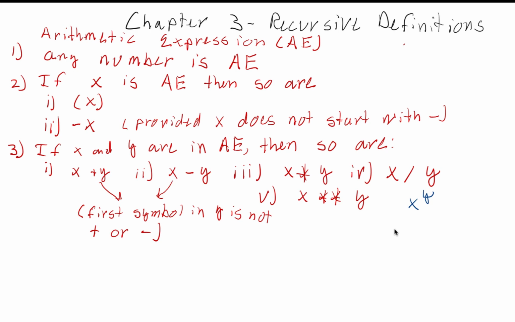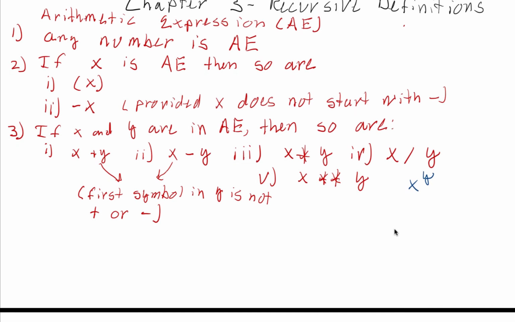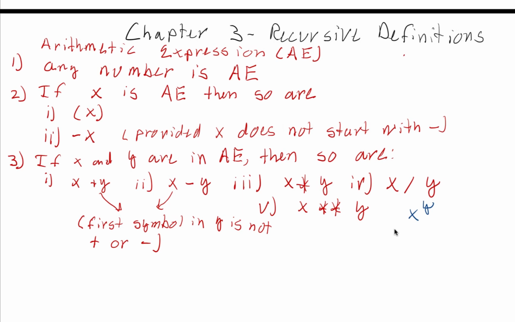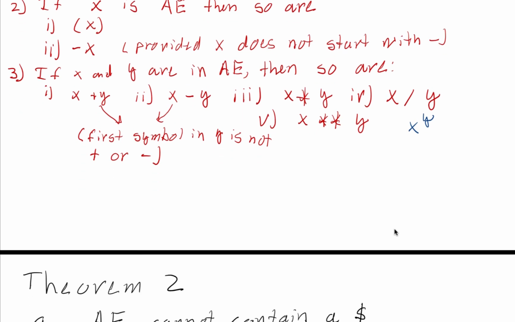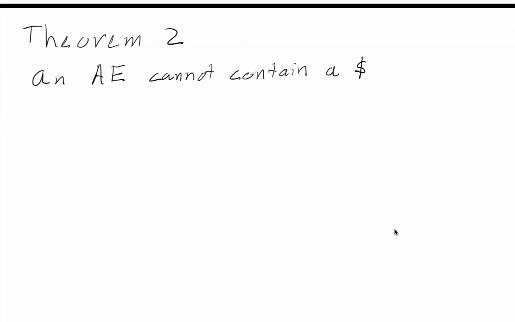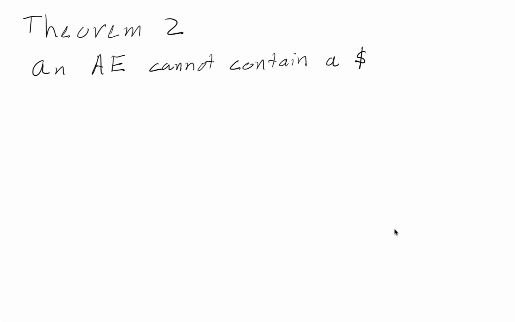So this is how we're focusing on the syntax of a language and not the semantics, or what it means. And in fact, if you read the proofs that go along with this arithmetic expression, the proofs always deal with the syntax. The first proof is for Theorem 2 that says that an arithmetic expression cannot contain a dollar sign.